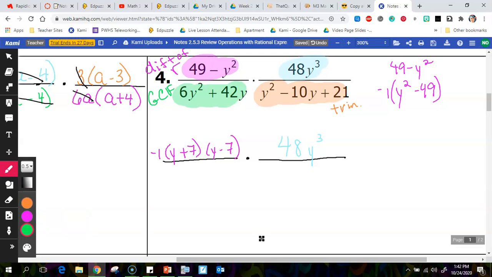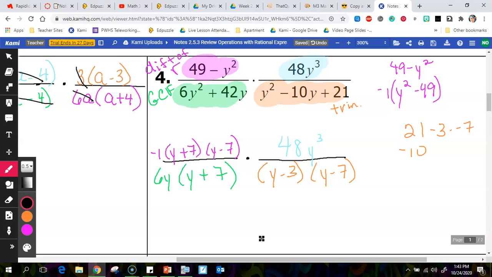All right, the GCF one, let's take out 6y. What have I got left? Y plus 7. Okay. And over here, orange, let's see, 21 and -10. That's 3 and 7, -3, -7. So this is y minus 3, y minus 7. Yep, and I thought there might be a y minus 7 somewhere.